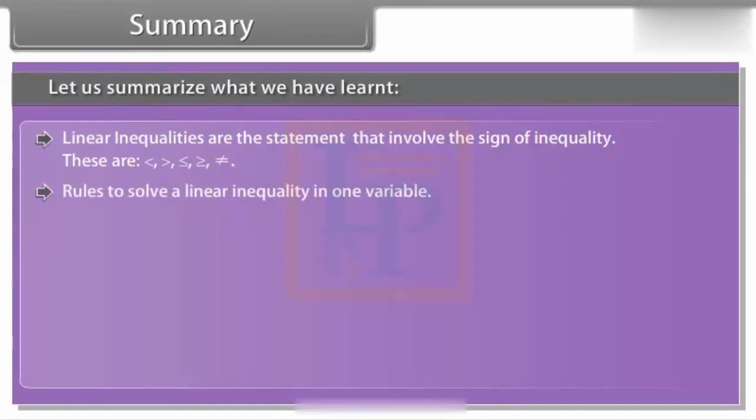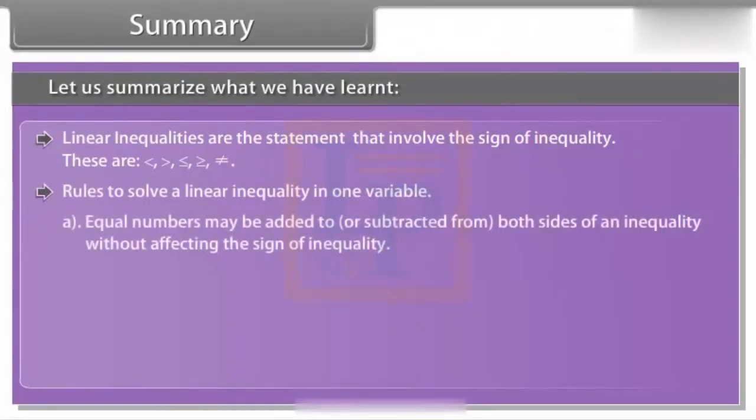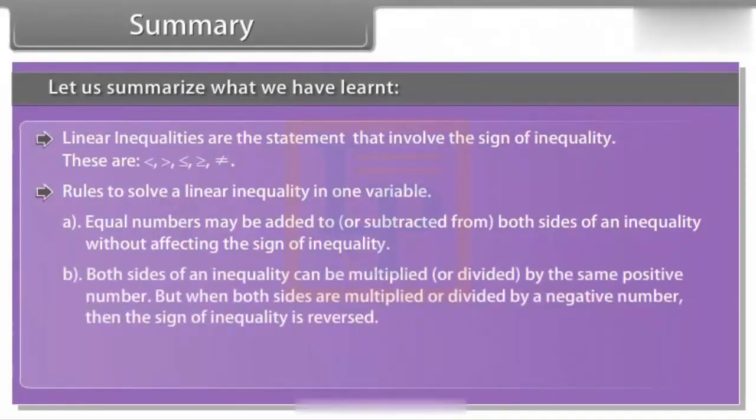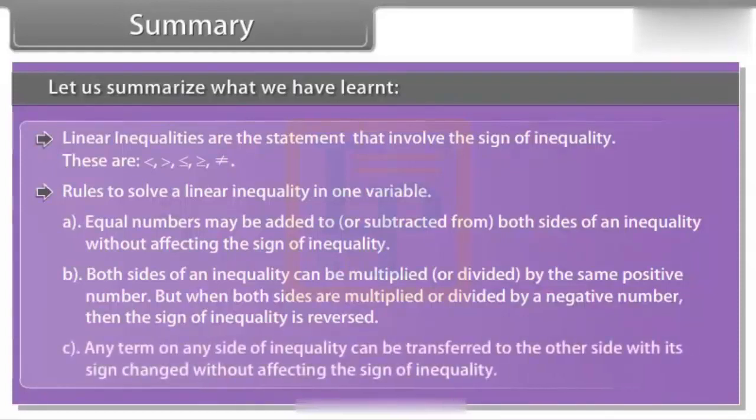Rules to solve a linear inequality in one variable. A. Equal numbers may be added to or subtracted from both sides of an inequality without affecting the sign of inequality. B. Both sides of an inequality can be multiplied or divided by the same positive number, but when both sides are multiplied or divided by a negative number, then the sign of inequality is reversed. C. Any term on any side of an inequality can be transferred to the other side with its sign changed without affecting the sign of inequality.